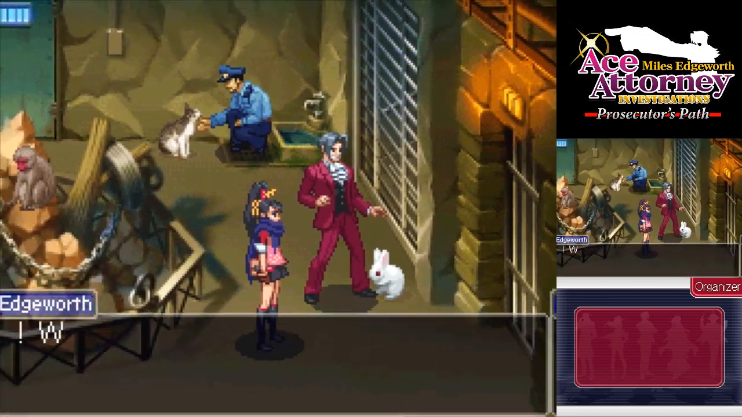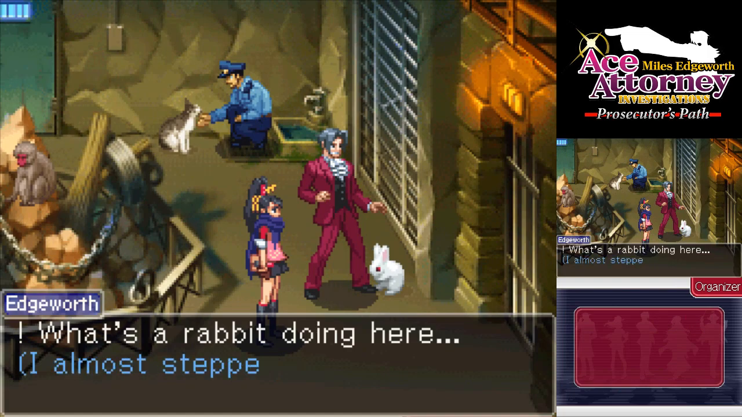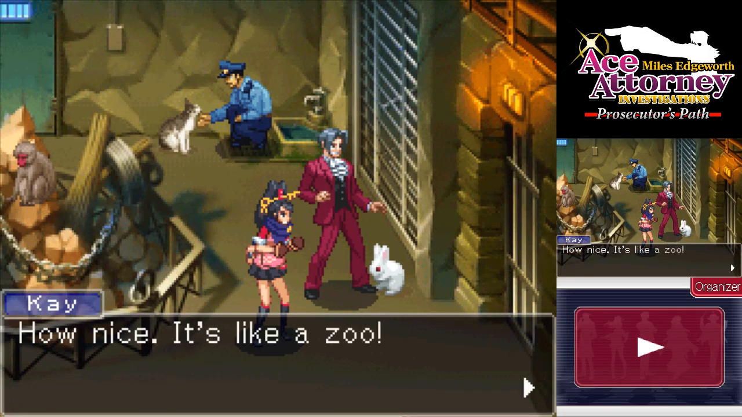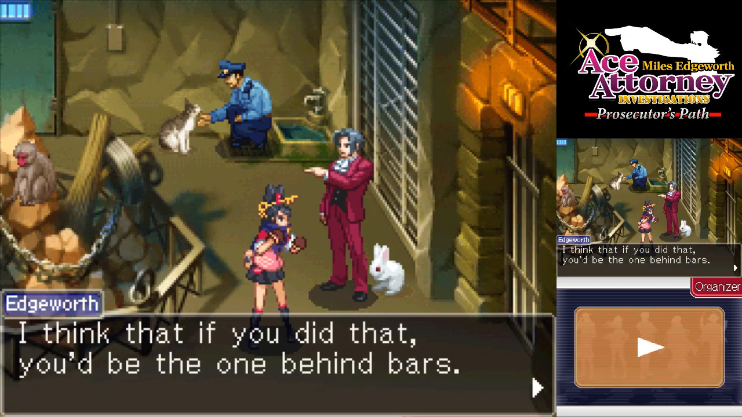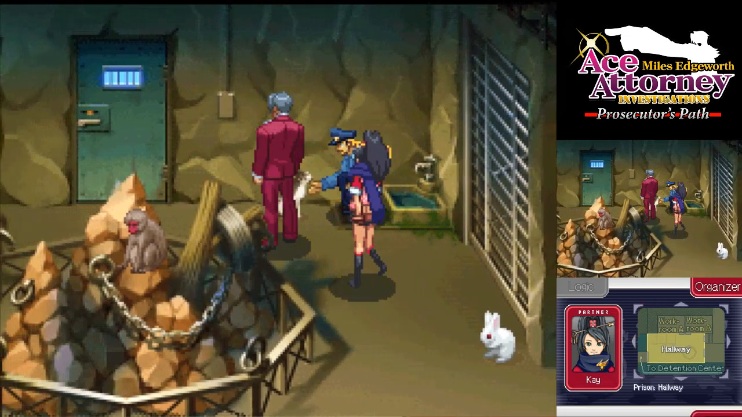Bunny. What's a rabbit doing here? I almost stepped on it. How nice! It's like a zoo. Although, yeah, okay. Kitty.